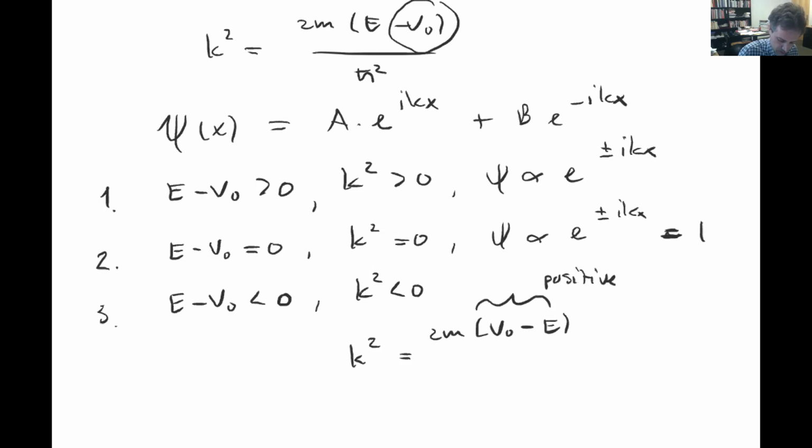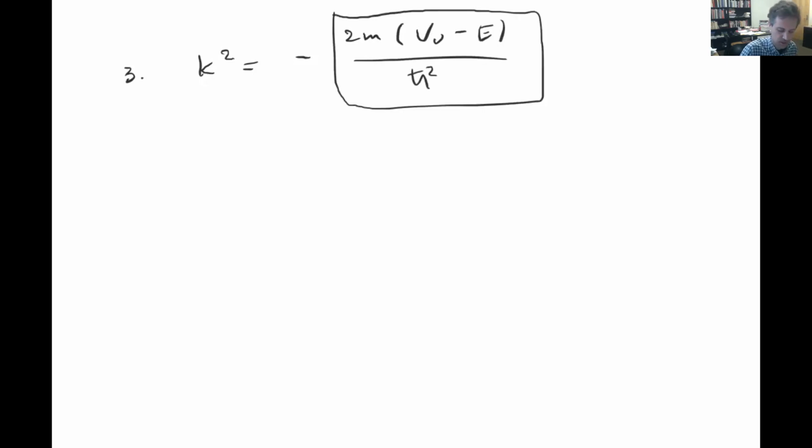Okay, but if you do that, there's going to be a negative sign on that all the way here on the left. Oh man, what am I doing? This is situation 3. I said that this is minus 2m (V naught minus E). So this whole thing is still positive, by definition, because V0 is now more than E. That means it's still a positive number, but there's a negative number here.